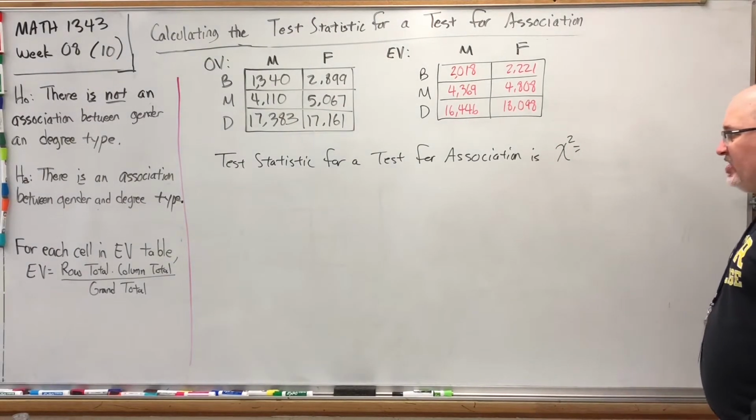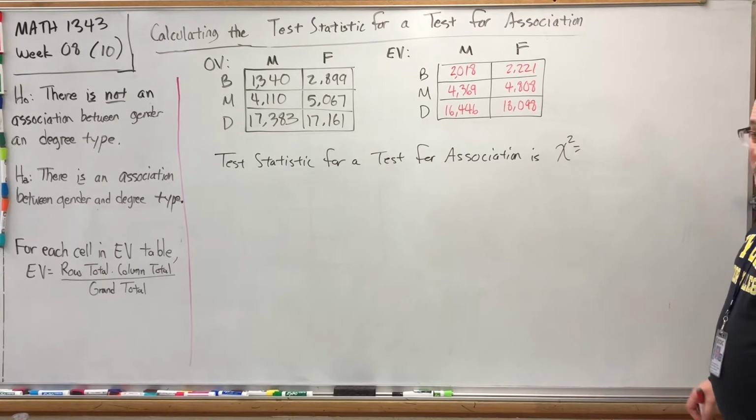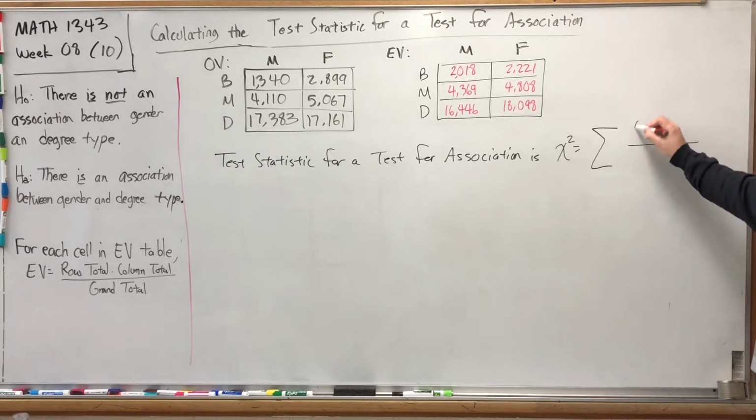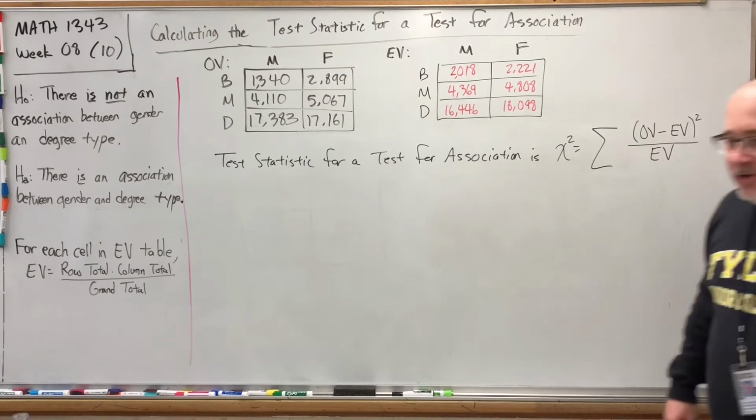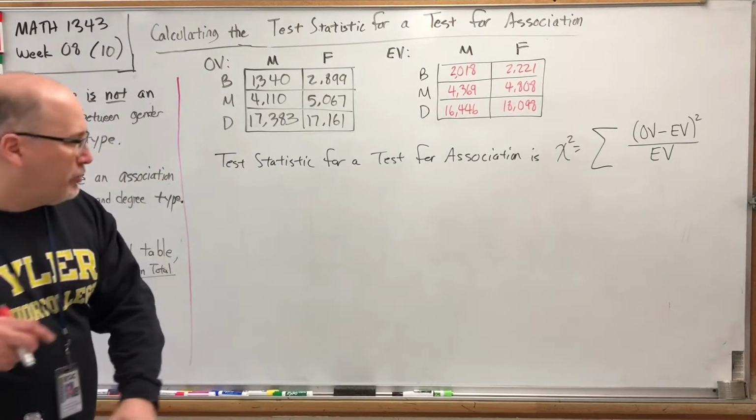But the formula for the test statistic for a test for association is the exact same as the one for a goodness of fit test. It's the sum of the ratios of the squared difference between the observed value and expected value compared to the expected value. And we run this sum over each different cell. In this case, we have 6 cells to run it over because each contingency table is a 2x3 table and has 6 cells. So it's the same formula as before. And it's going to get messy. So let's jump into it.